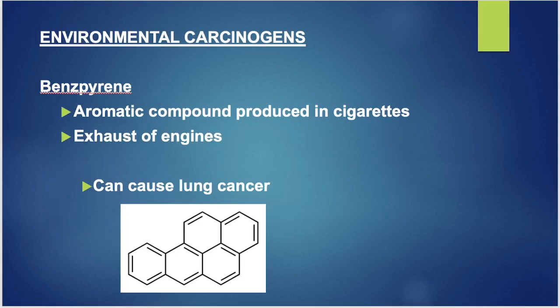Number 1, we have your benzpyrene. So, what could this benzpyrene be? This is actually, look at the diagram, a polycyclic aromatic hydrocarbon from incomplete combustion of organic matter, found in coal tar, tobacco, and grilled meat. Again, this is an aromatic compound produced in your cigarettes and also present in the exhaust of engines. That is the reason why we develop lung cancer, because it is present in our cigarettes.